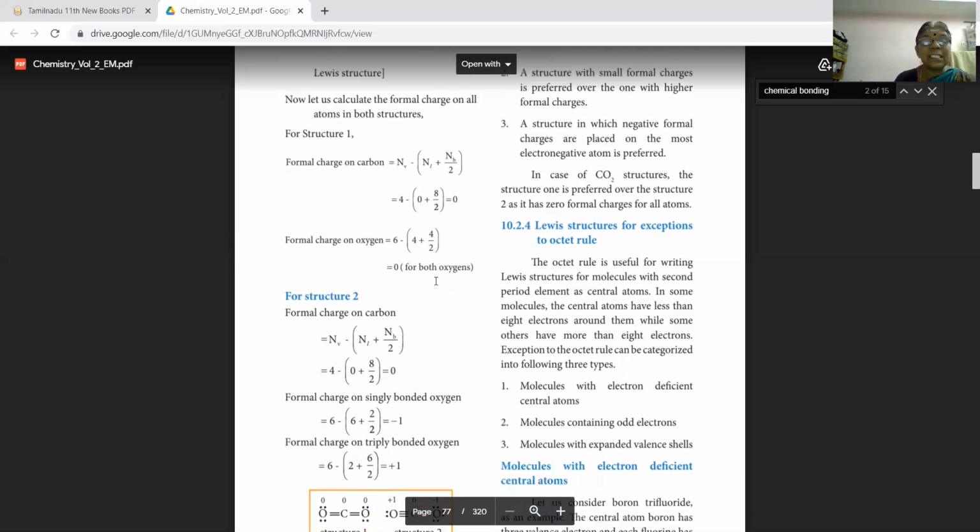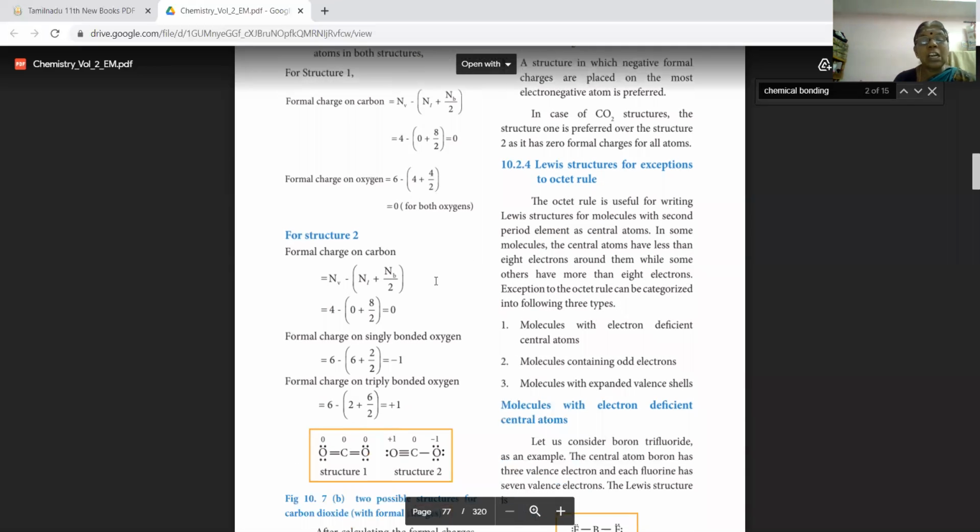And for the second structure, the formal charge on carbon is again the same formula, Nv minus Nl plus Nb by 2: 4 minus 0 plus 8 by 2, which is equal to 0. The formal charge on a singly bonded oxygen is 6 minus 6 plus 2 by 2, which is equal to minus 1. And the formal charge on the triply bonded oxygen is 6 minus 2 plus 6 by 2, which is equal to plus 1.